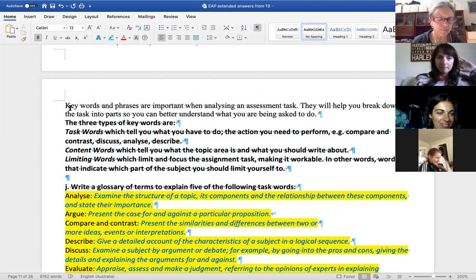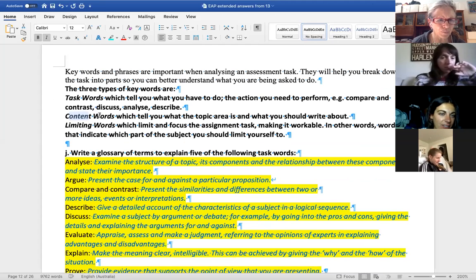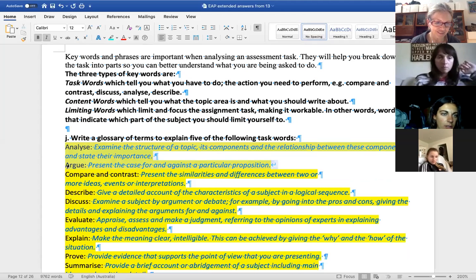So then that bit you just have to work out yourself. And you've got to find task words, content words, and limiting words. So that must be the next section. It's very encompassing, lots here. Task words and content words and limiting words. Can anyone tell me, what is a task word? For example, discuss. Yeah, that's right.